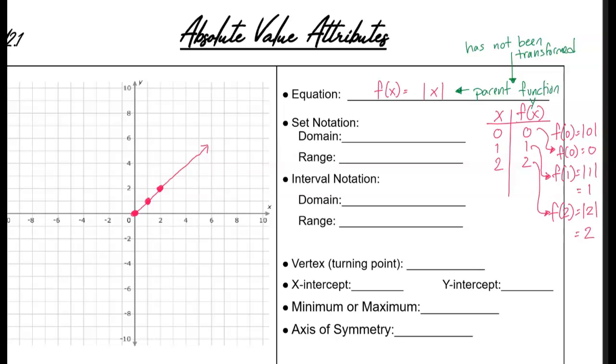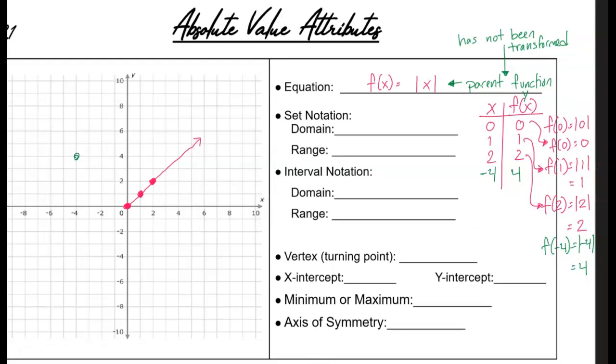What number do you think I should plug in next? Sure. Okay, let's do it. When I plug in -4, whoops. What is the absolute value of -4? A positive 4. So when I input -4, I output a positive 4. I get a y value of positive 4.